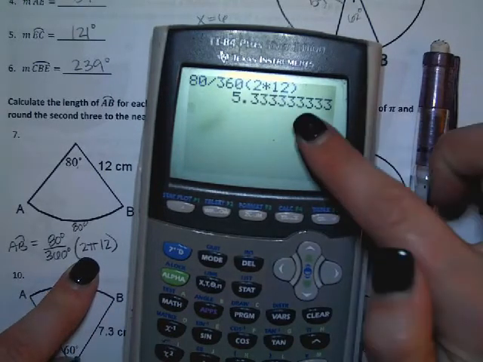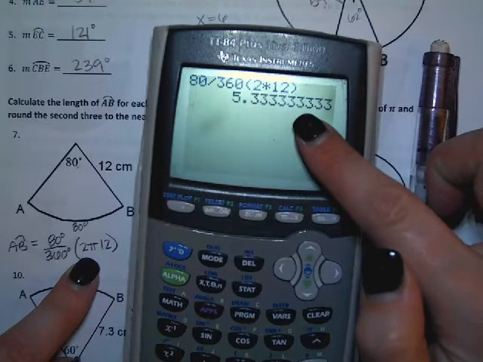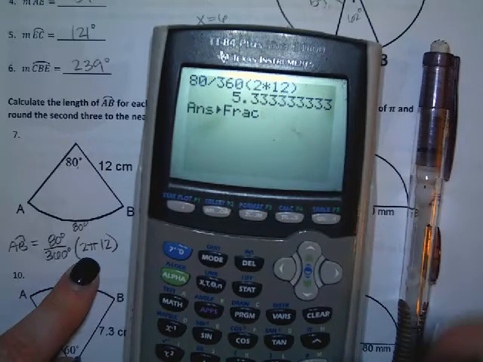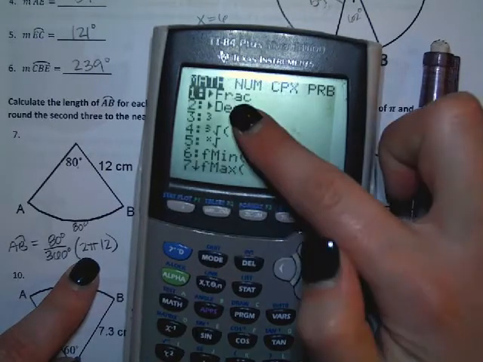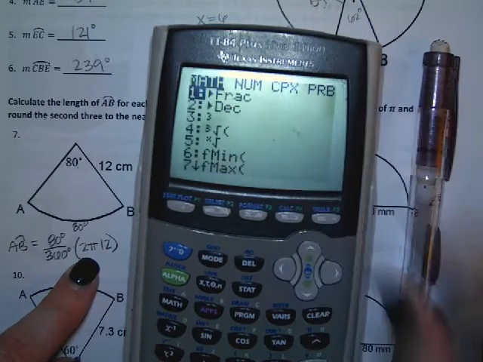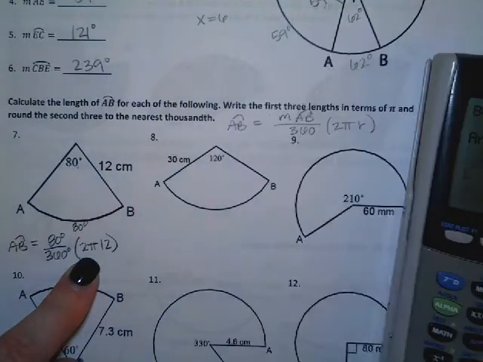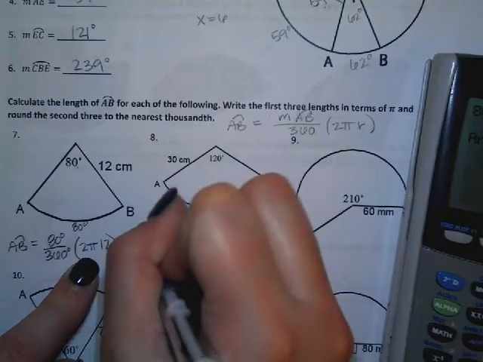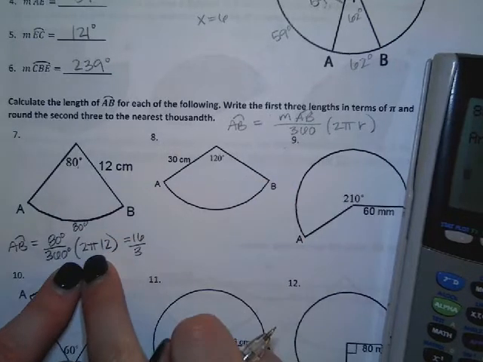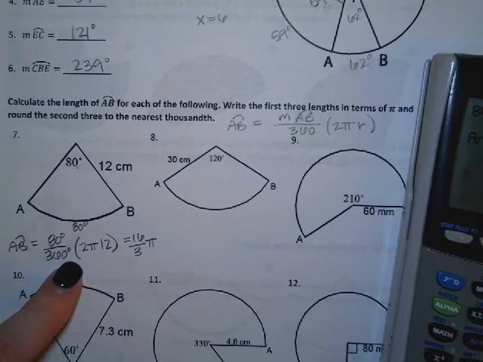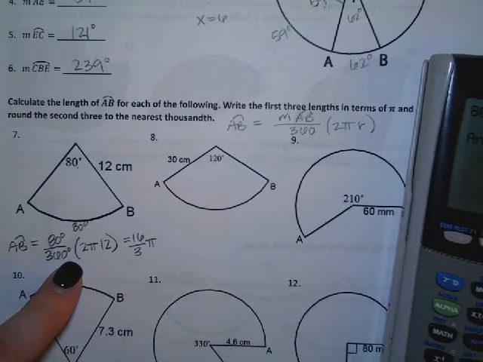Okay. How do I make this not a decimal? Hit the math button. I did that really fast. So hit math. Number 1 is fraction, so we're going to take that decimal, turn it into a fraction. 16 thirds. So now I'm going to write 16 thirds. Since I didn't type in the pi, I'm going to stick a pi on the end. So 16 thirds pi. That's how I write my answer in terms of pi.